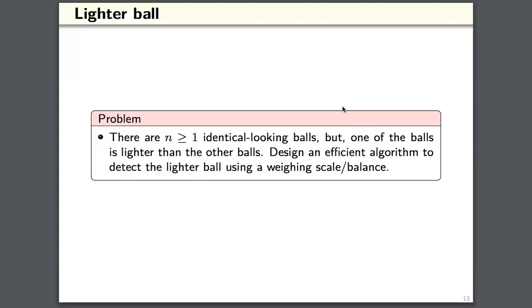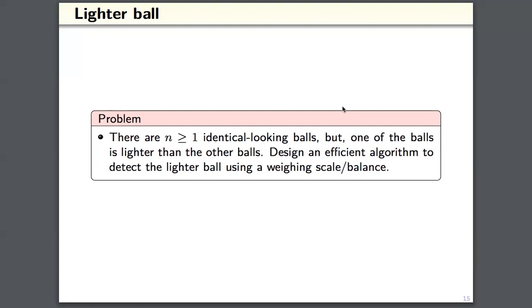So we will look at 2 problems. Hopefully we will have some time, right? So there are n identical looking balls, but one of the balls is lighter than the other balls. Design an efficient algorithm to detect the lighter ball using a weighing scale or balance.